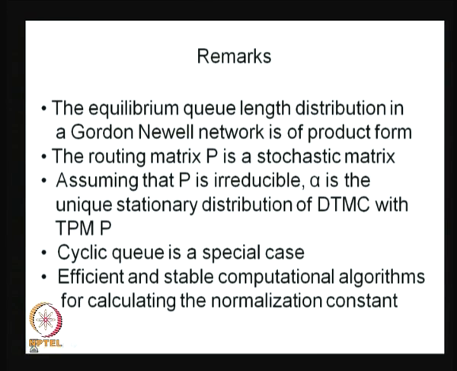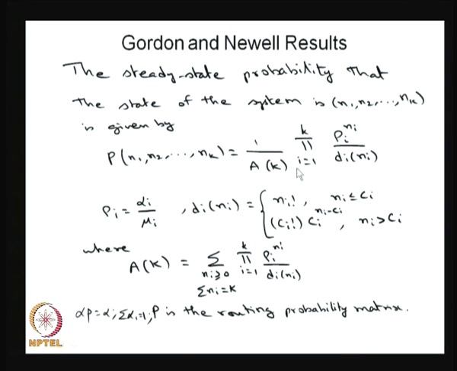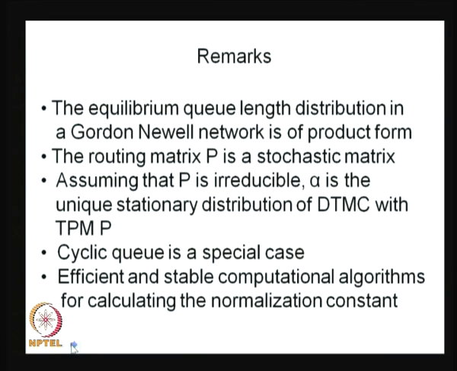The toughness is how to compute A of K, where K is the number of customers in the whole queuing network. So, you need an efficient and stable computational algorithm for calculating this normalizing constant A of K. Here is a correction: assuming that the DTMC is irreducible, alpha is the unique stationary distribution.